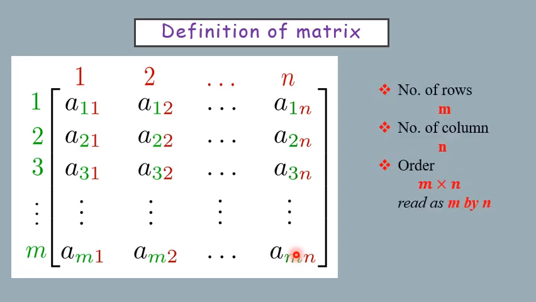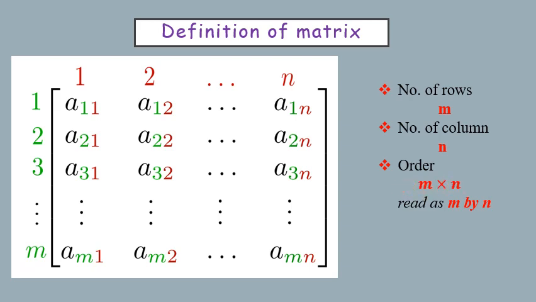That means this arrangement contains m number of rows. Now these vertical arrangements are called columns. This is first column, this is second column, this is third column, this is nth column. Elements on nth column are a1n, a2n, a3n, and amn. So this arrangement contains n number of columns. So the order of this matrix is m by n. This is read as m by n, meaning m number of rows and n number of columns.